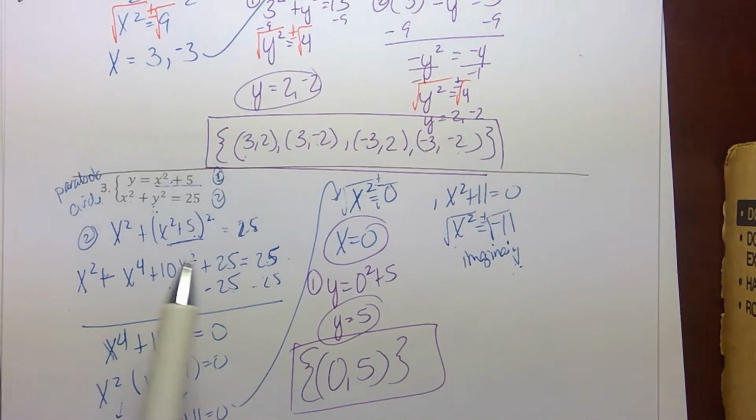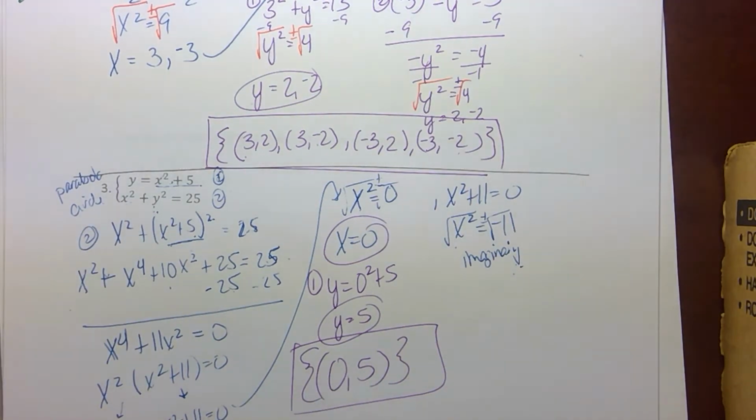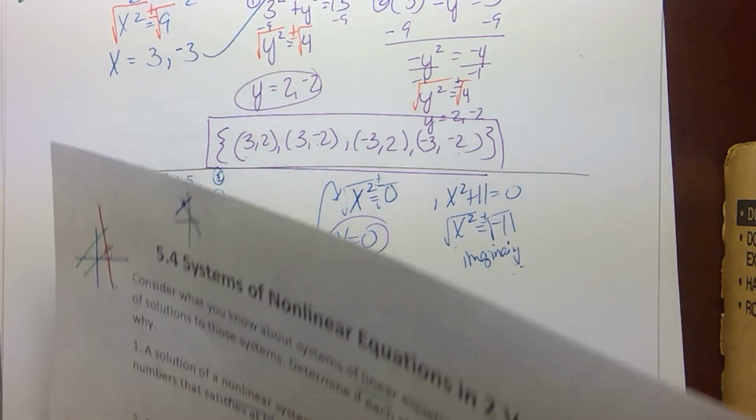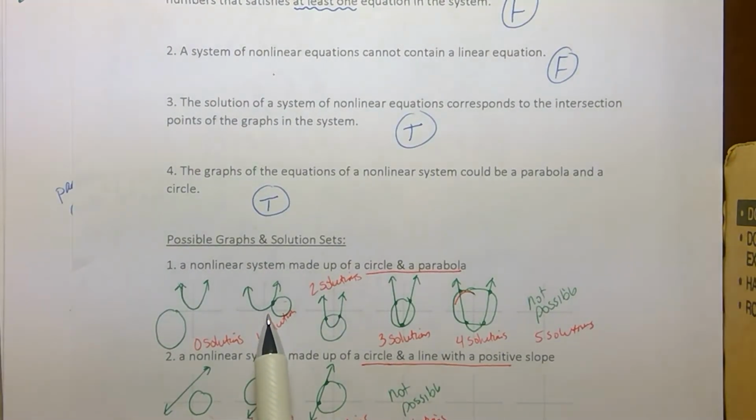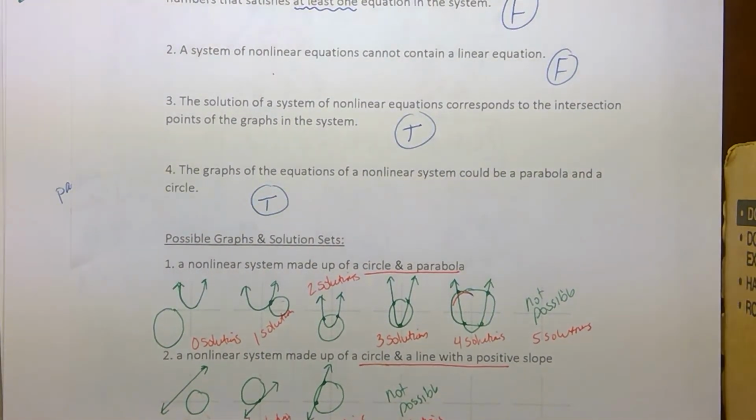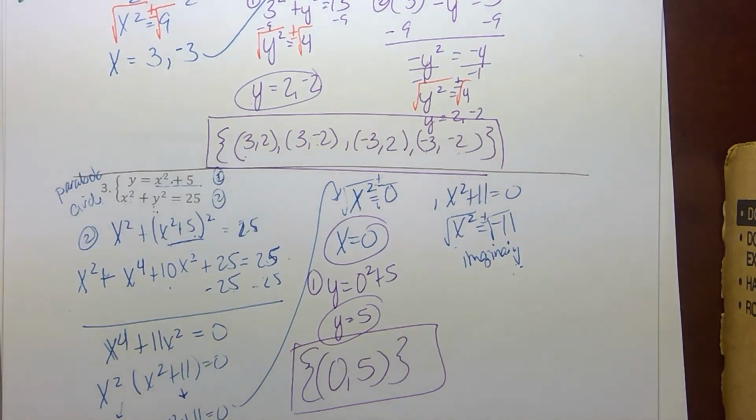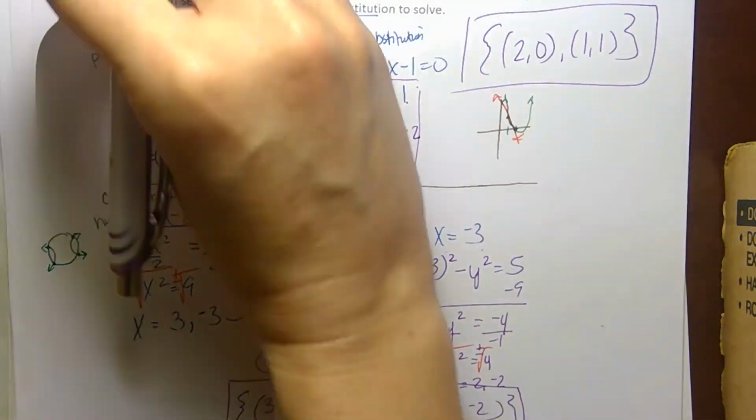Is it possible if I have a parabola and a circle to just have a single point of intersection? Absolutely. We showed one possible way that graph could look right there. We have a single point of intersection. Okay, let's look at the next page.